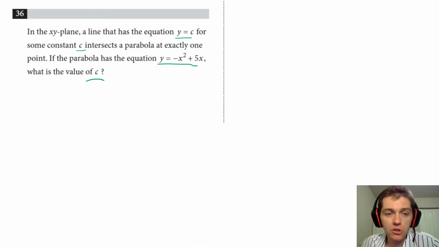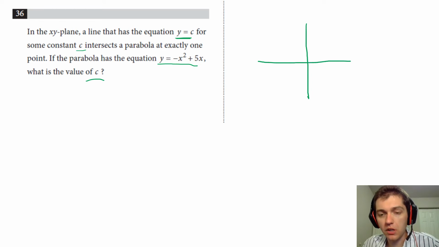Okay, because this is saying y is equal to c, that means it's a straight line with a constant y. Let's draw this just to set up the problem. You wouldn't actually have to draw this on the SAT if you just realized all this. So you have some constant line where y is equal to c. We just call this c. It intersects at c. You have a parabola that intersects at exactly one point.